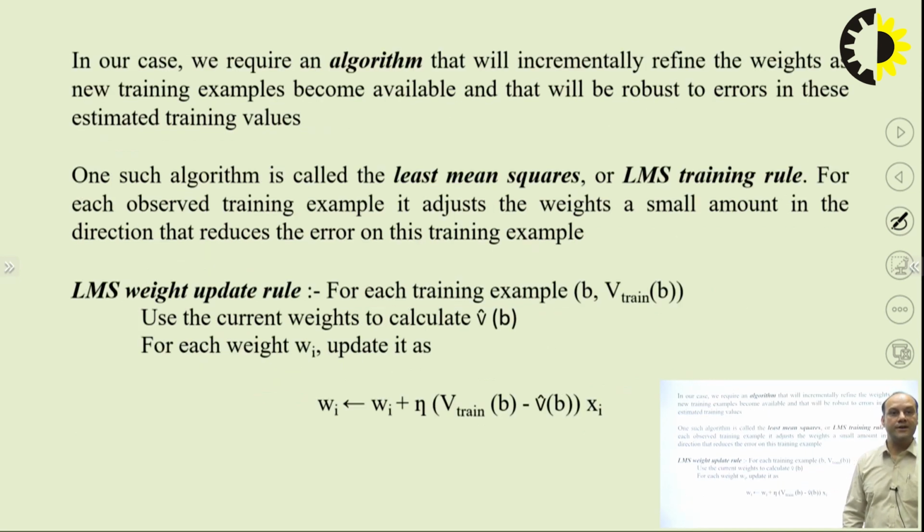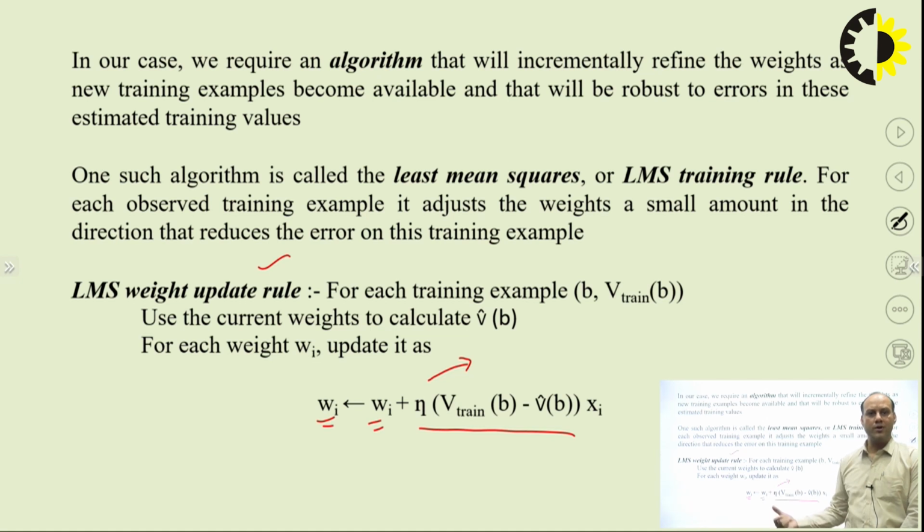So after adjusting the weights, I am using this LMS weight update rule. Wi, this weight, is updated using this equation. This η is called the learning rate, eta. There are several approaches for calculating this eta, which we will read further. So we are using an algorithm called least mean square, that is the LMS training rule, where for each training example we will adjust the weight using this equation.